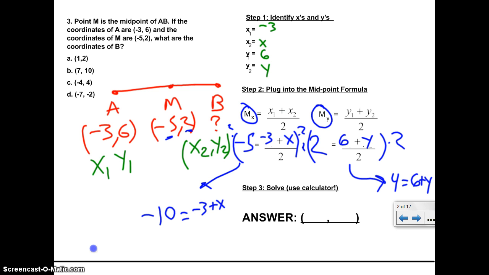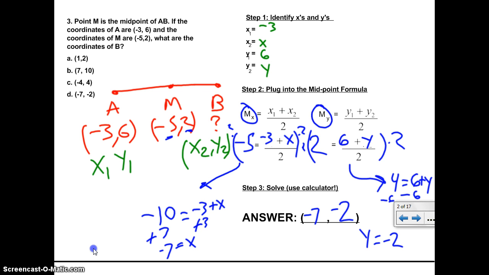So now we just get the x by itself. We get x equals -7. That's our b, so that's -7. And then over here we subtract 6, we get y equals -2. So our final answer is -7, -2. And if we wanted to, we could check our answer. But the key point here is to understand that sometimes they're going to give you the midpoint.